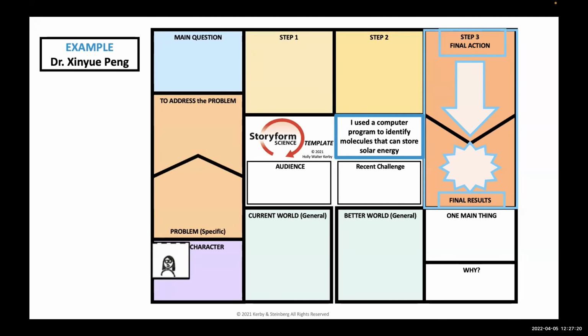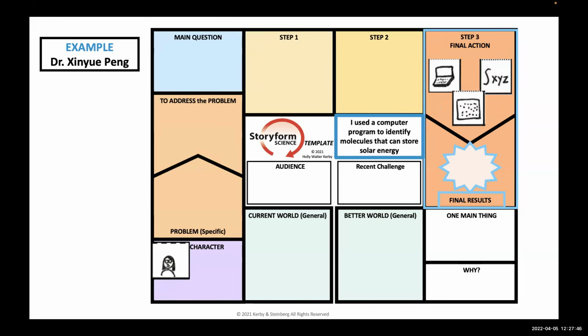And then she thought about the end. And she broke it into two parts. And in the very first part, she had a computer. She had written a computer program, and she had a myriad, thousands of molecules to sort through, molecules that were potential candidates for storing solar energy, but she didn't know which one was the one.